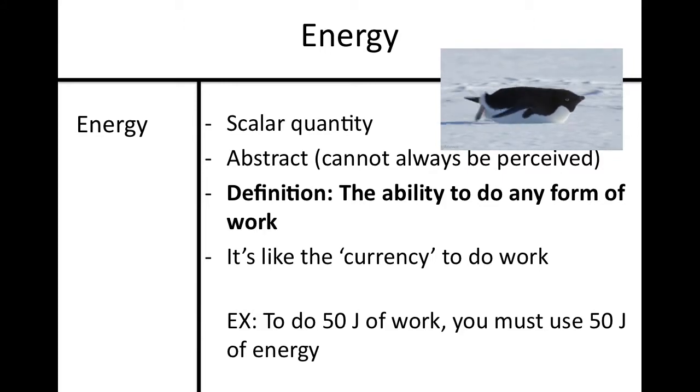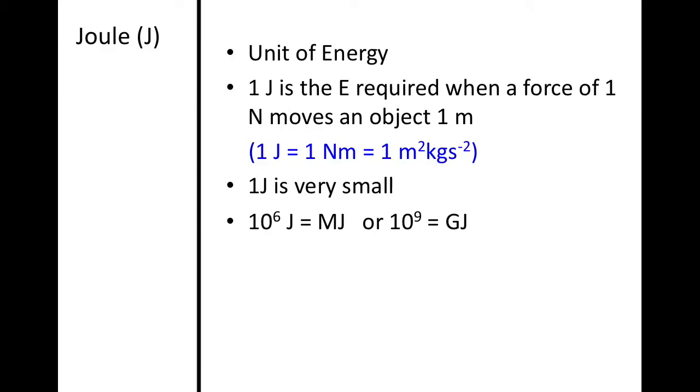And we use joules as our unit of measurement for energy. The joule, denoted by a capital J, is the unit of energy that is required when a force of 1 Newton moves an object 1 meter. 1 joule equals 1 Newton meter. 1 Newton meter equals 1 kilogram meter squared per second squared.